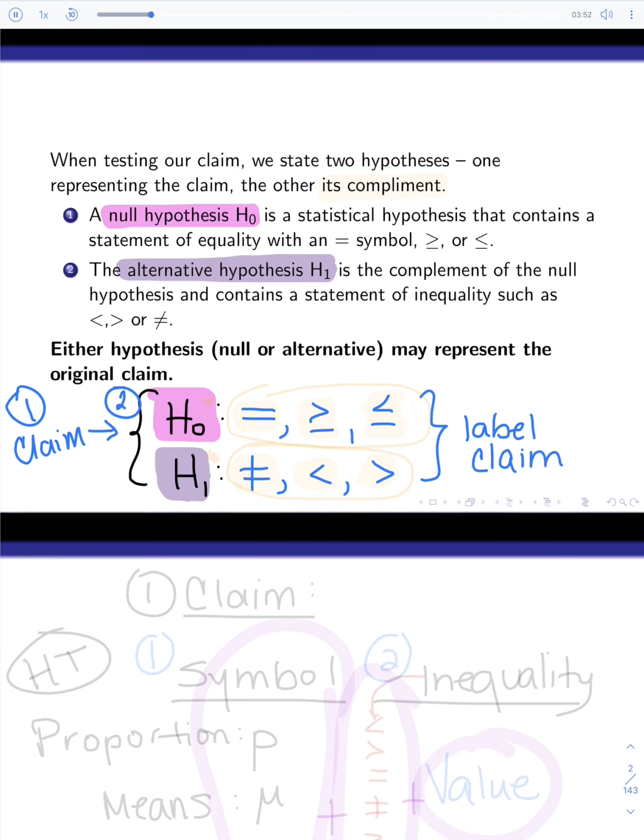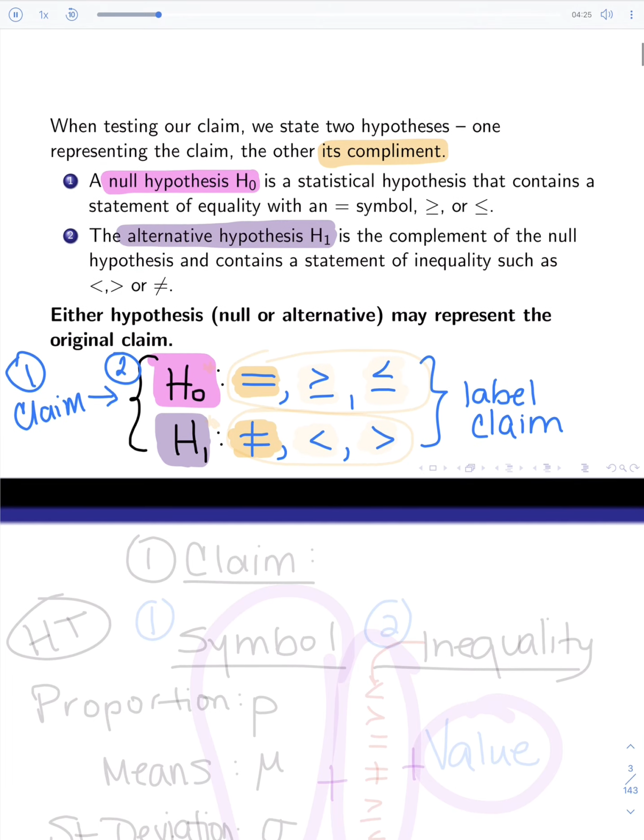Then, once we've figured out where the claim falls, whether it's the null hypothesis or the alternative hypothesis, we do need to fill in the missing hypothesis. And they are going to be complements, or opposites. So, what that means is, if I end up with an equal to in my claim, and it ends up being the null hypothesis, it means that the alternative will be the opposite, a not equal to.